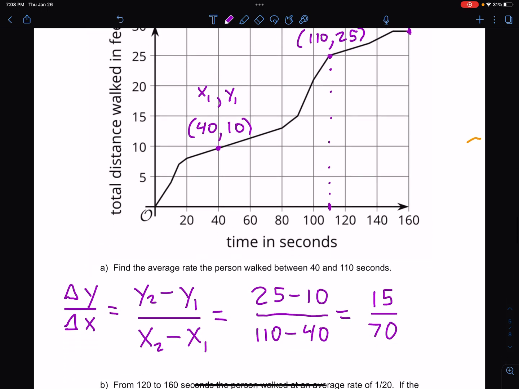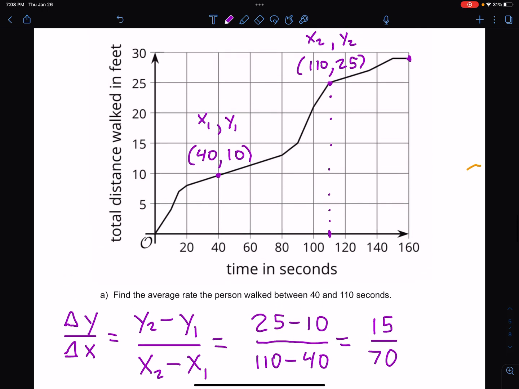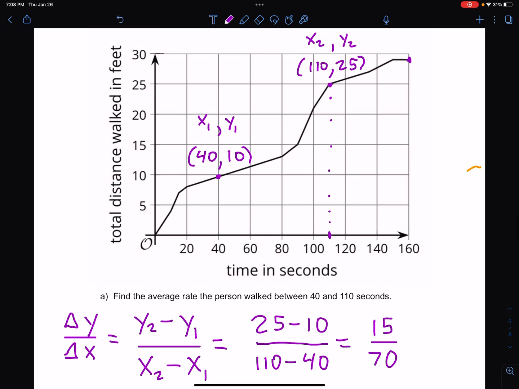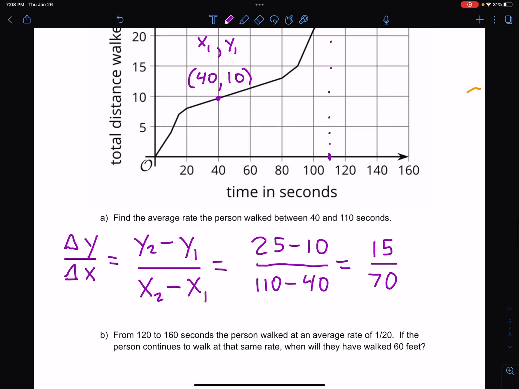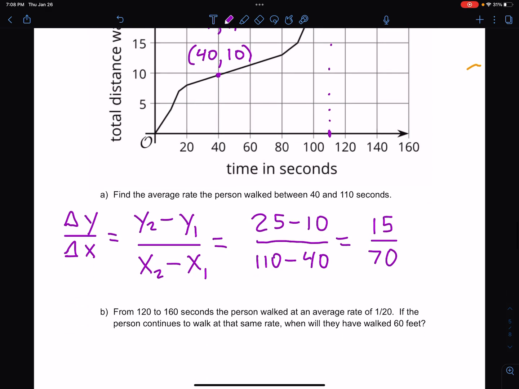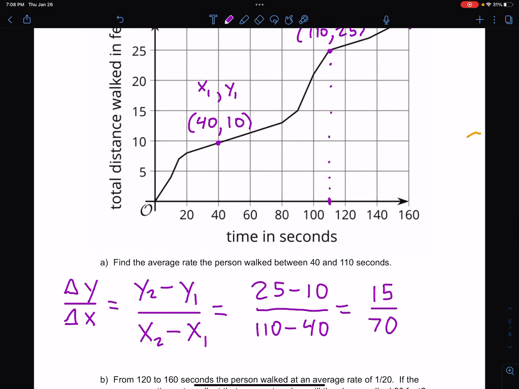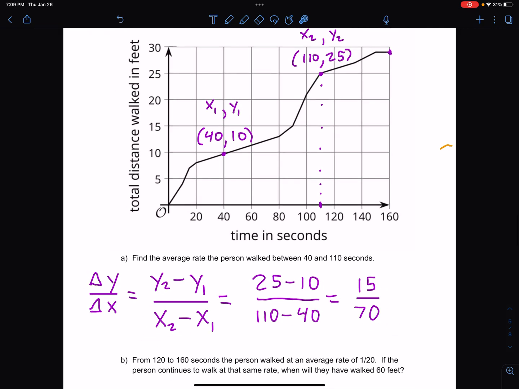I'm not going to simplify this because I want to see that. Look, they walked 15 feet in 70 seconds. That's going to help me see that average rate of change right there. And that is pretty much part A here. A good way to check your work is to look at the graph. Did it go uphill? You want to make sure it's positive. This is positive 15 over 70. It's got a positive slope from here to there, so we know we're on the right track.